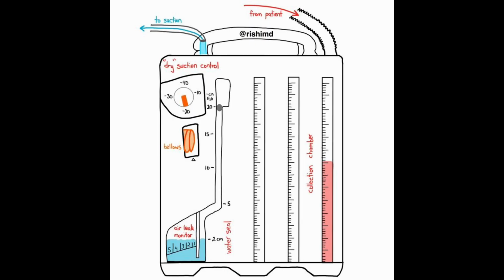A chest tube connects to a drainage system that has three chambers. The first chamber is a collection chamber. This collects drainage from the pleural space. Chamber number 2 is the water seal chamber. This prevents air from flowing back into the chest. And chamber number 3 is the suction control chamber. This applies negative pressure to help drain fluid or air.